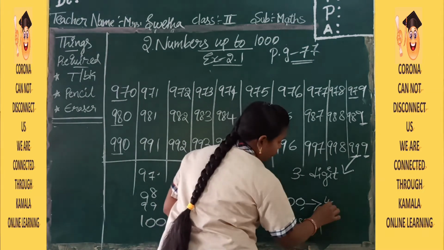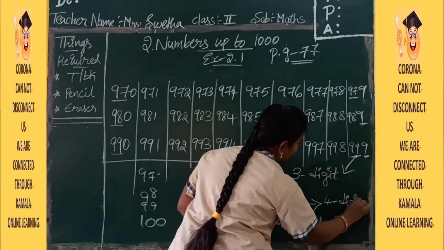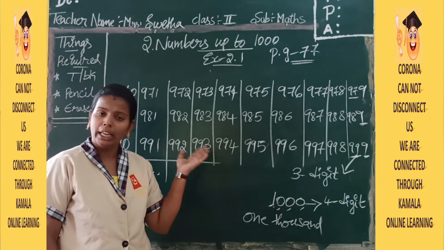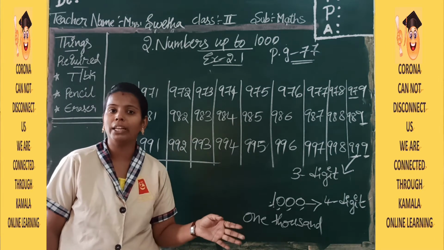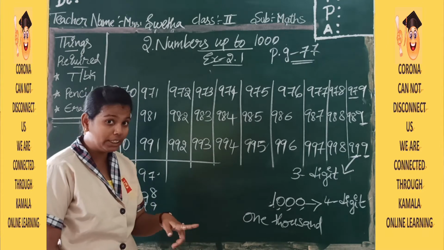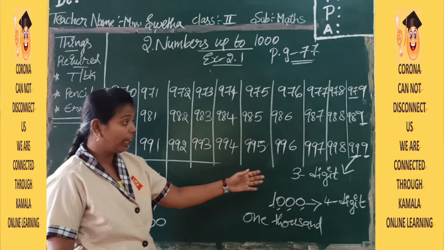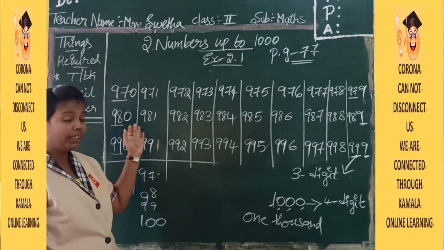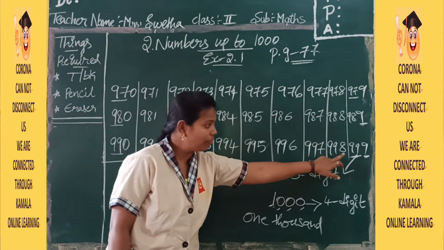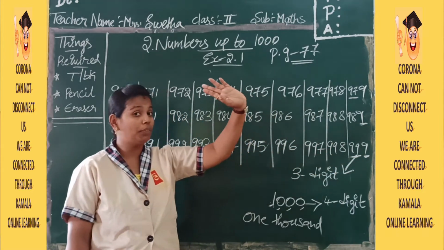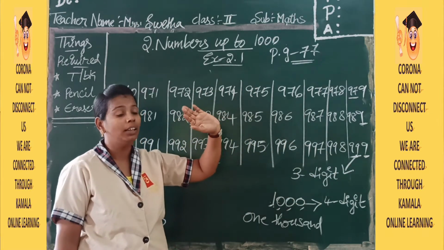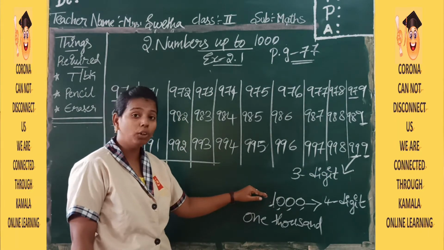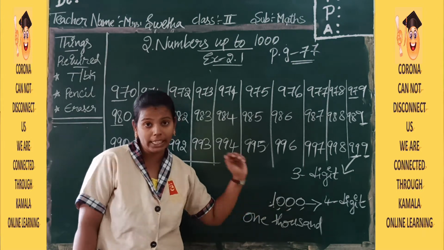So it is a 4-digit number. So the 4-digit number is starting from 1000. Understood, children? In the previous class I explained what is 1 digit, what is 2 digit, what is 3 digit also. Here also I am explaining 3 digit number. See, if you have 3 numbers in the number set, it becomes 3 digits. So after this 999, I told you in the first class from where the 4 digit will start. So here after 999, the 4 digits are starting from 1000.